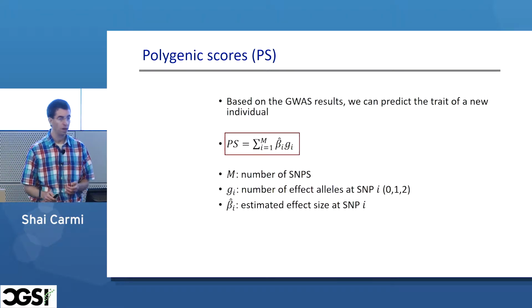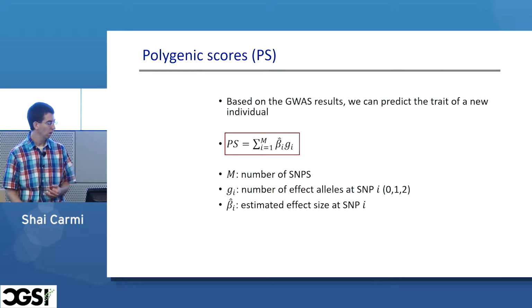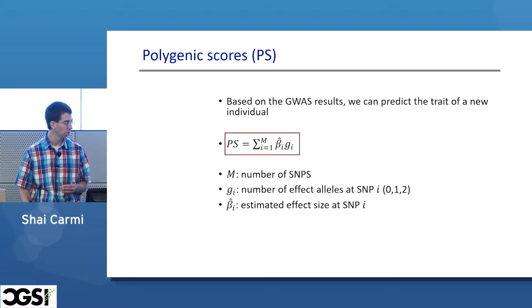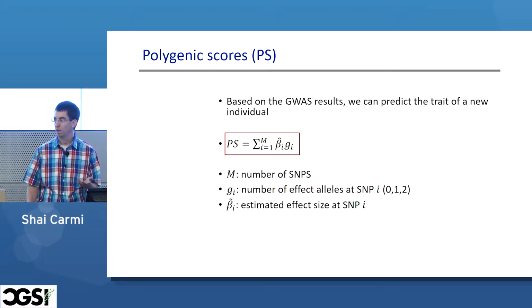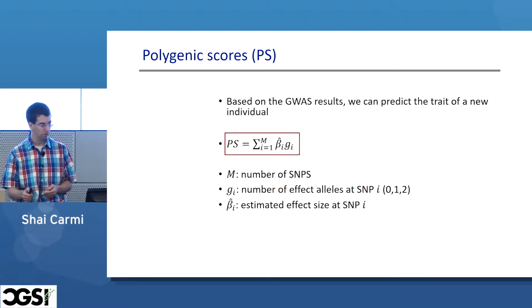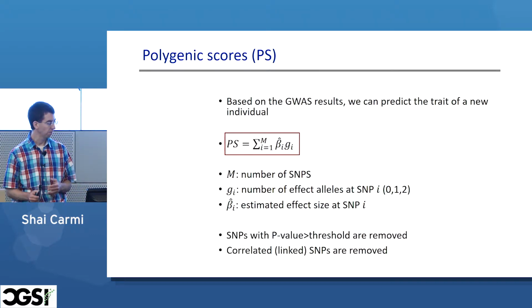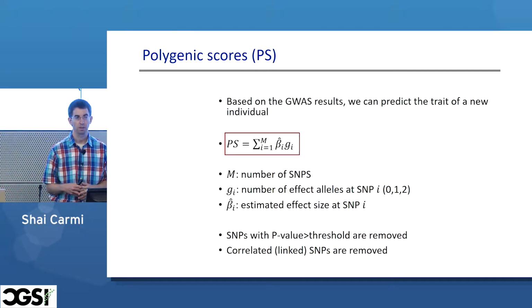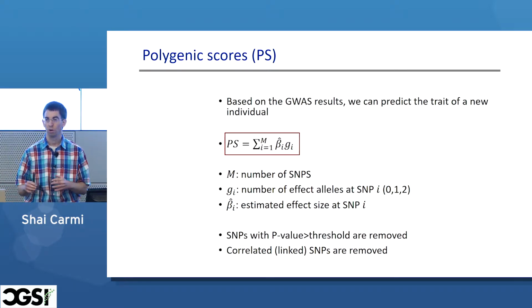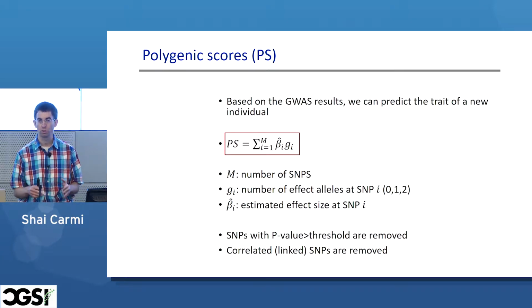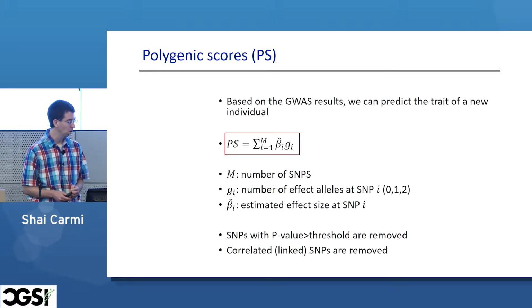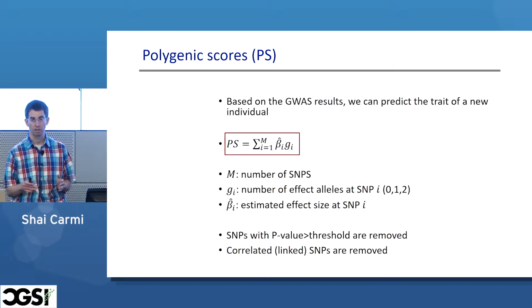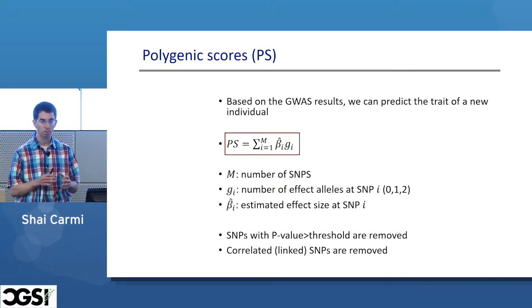In this formula, M is the number of SNPs that we include in the score. G_i is the number of effect alleles carried by the individual. It can be 0, 1, or 2, and beta hat is the estimated effect size of each SNP. The common practice in the field is not to include all the SNPs on the array or all the imputed SNPs, but just to include those with strong evidence of association based on a p value that is sufficiently low, and also to remove SNPs that are linked. And then we can optimize these thresholds using cross-validation.